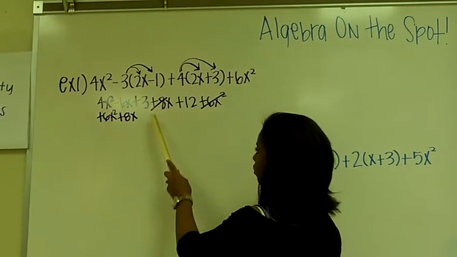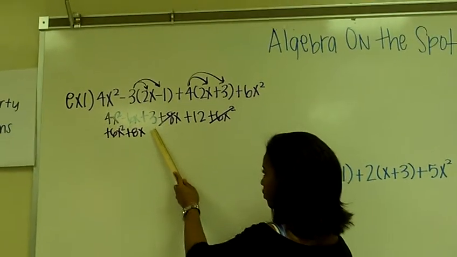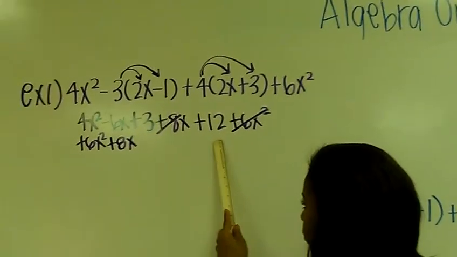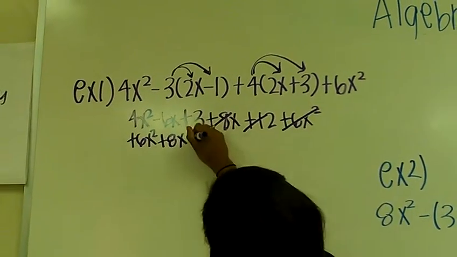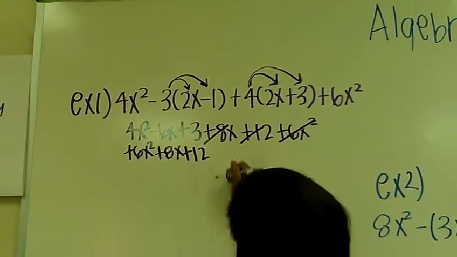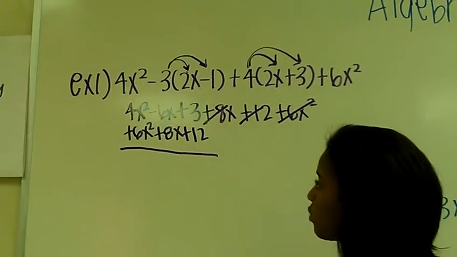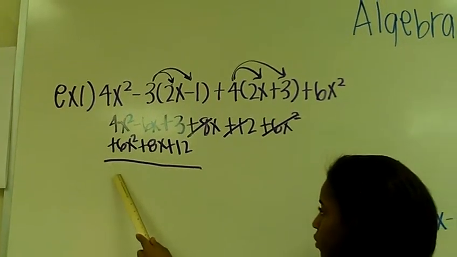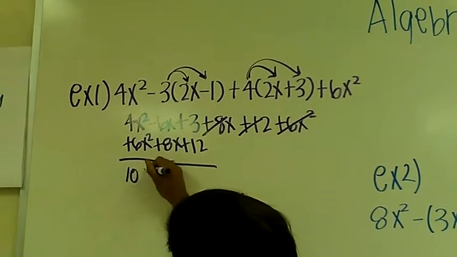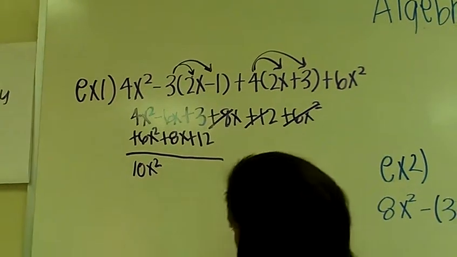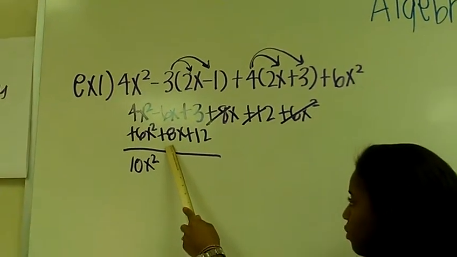And lastly, we have our constant term, the plus 3. And we see a plus 12. We'll stack the plus 3 and the plus 12. Now let's combine. 4x squared combines with 6x squared to give us 10x squared. We have the same sign. They're both positive.